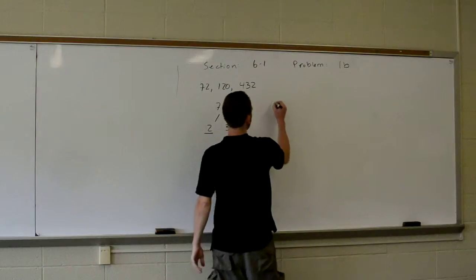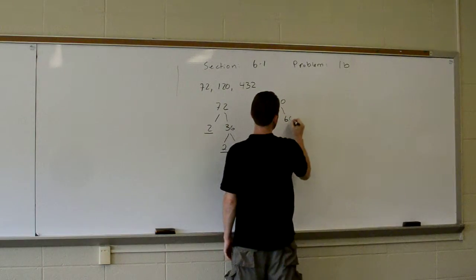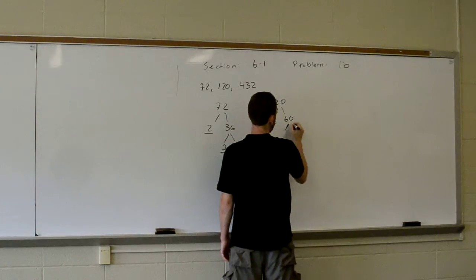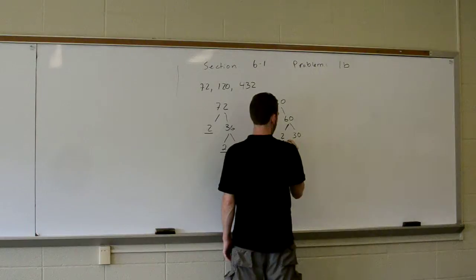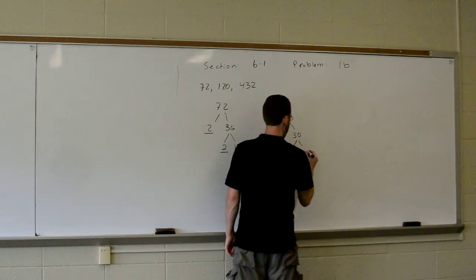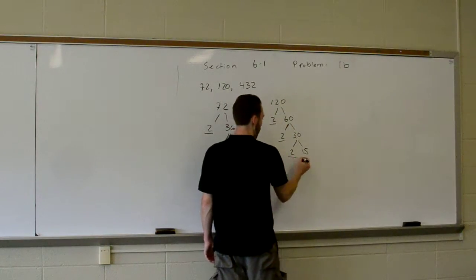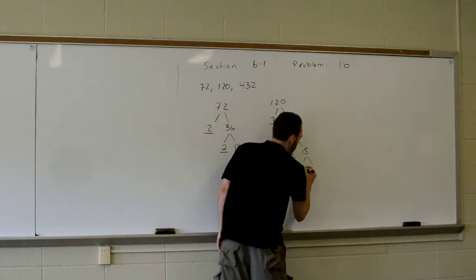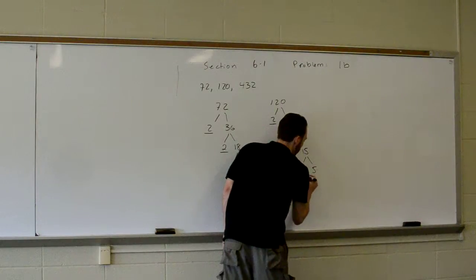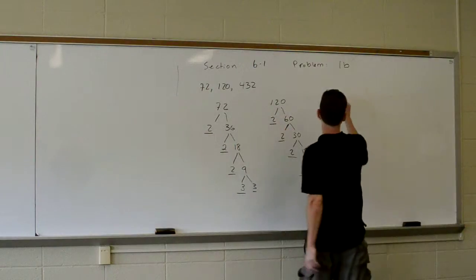Now we do 120. 120 can be split into 2 and 60. 2 is prime, 60 is not. 60 can be split into 2 and 30. 2 is prime, 30 is not. 30 can be split into 2 and 15. 2 is prime, 15 is not. 15 can be split into 3 and 5, both of which are prime. And we have 432.